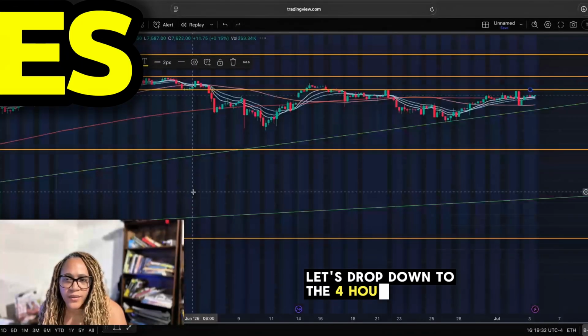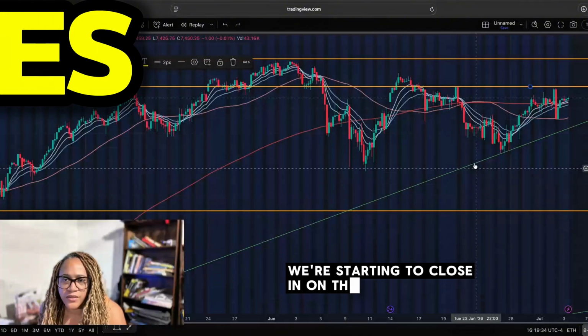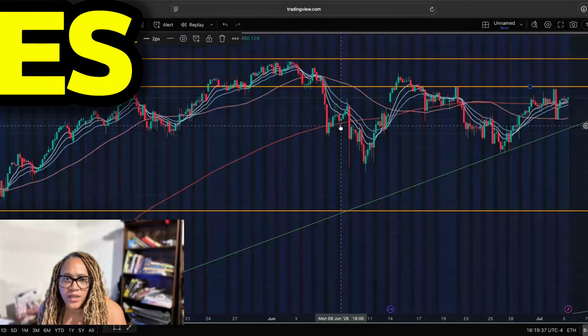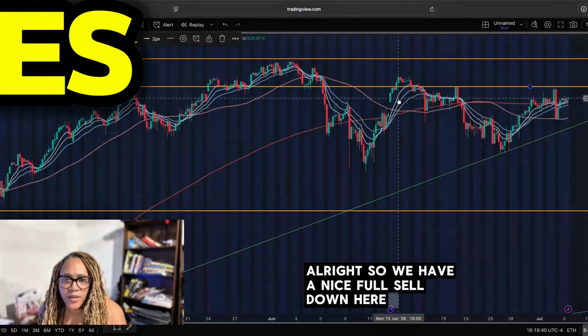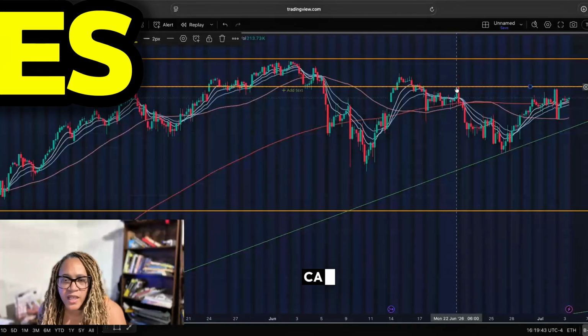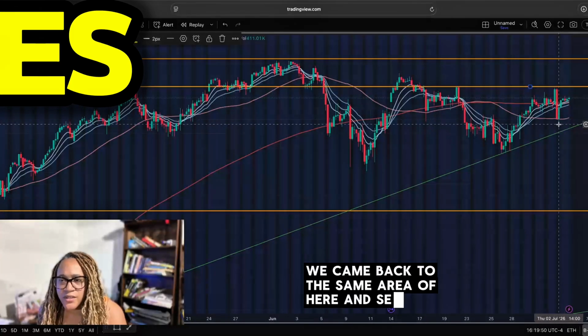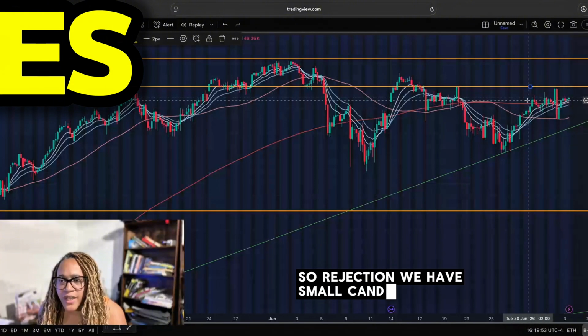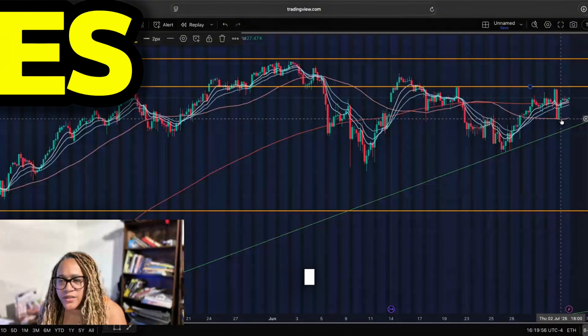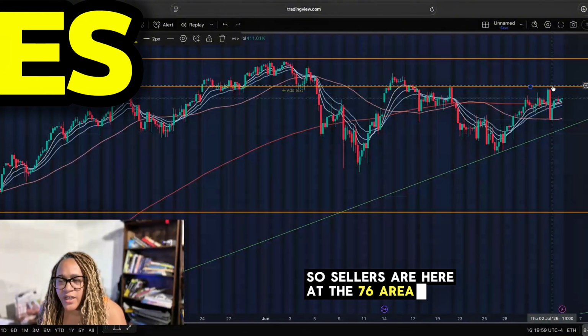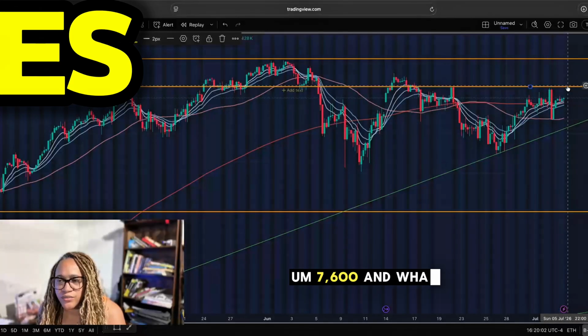Let's drop down to the 4 hour. All right, we're starting to close in on this price range here. We have a nice full sell down here, pull up, come down. We hit this line, resisted, came back down, hit the trend line, came back up. We came back to the same area here and sold down, so rejection. We have small candles here, but this right here is a major candle. So sellers are here at the 7,600 and whatever area.